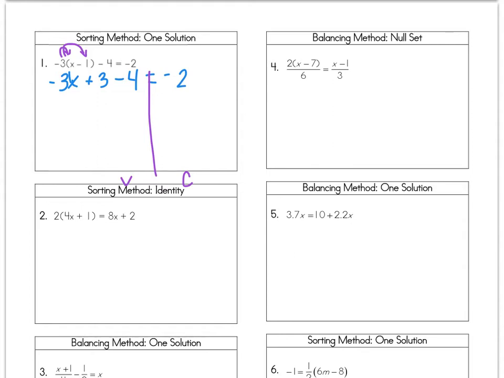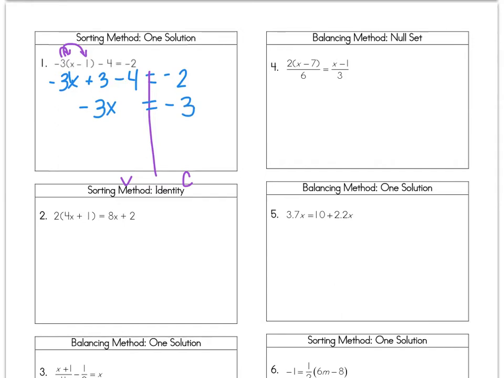So negative 3x. Since negative 3x contains a variable, it is going to stay on the left-hand side. However, that plus 3 is not a variable term, so it's going to move to the other side of the equation. But if I move a positive 3 to the other side of the equation, we're actually using its opposite. We're going to put a negative 3 on the other side. The additive inverse is happening.